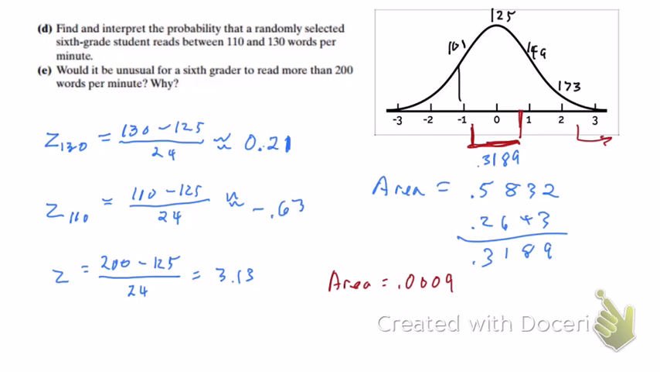Meaning, if I reach in the hat, pull out a kid's name, sixth grader, the probability that kid reads 200 words per minute or more is about 1 in 1,000. So, if you kind of expand that, if we had 10,000 kids, we could expect maybe 9 or 10 of them could read that many words per minute.